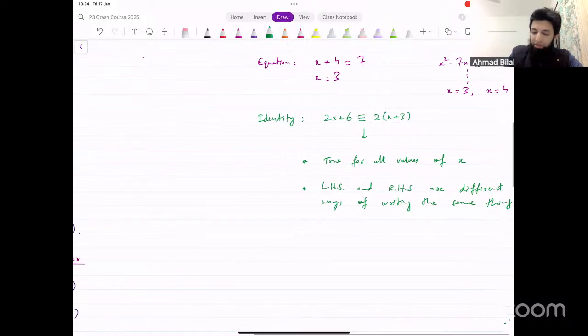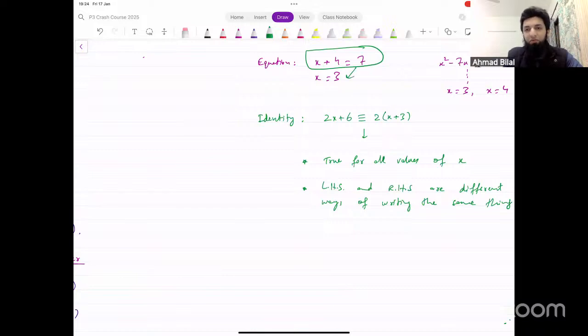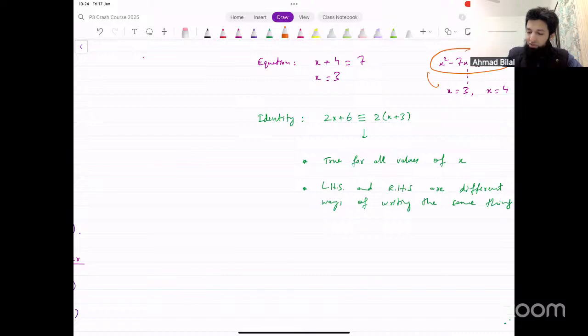For example, this is an equation. This equation is true when x is equal to 3. The solution of this equation is x equals 3. This is another equation. The solution of this equation is x equals 3 and x equals 4. The left-hand side and the right-hand side will be equal to each other when x is equal to 4, right? These are examples of equations.